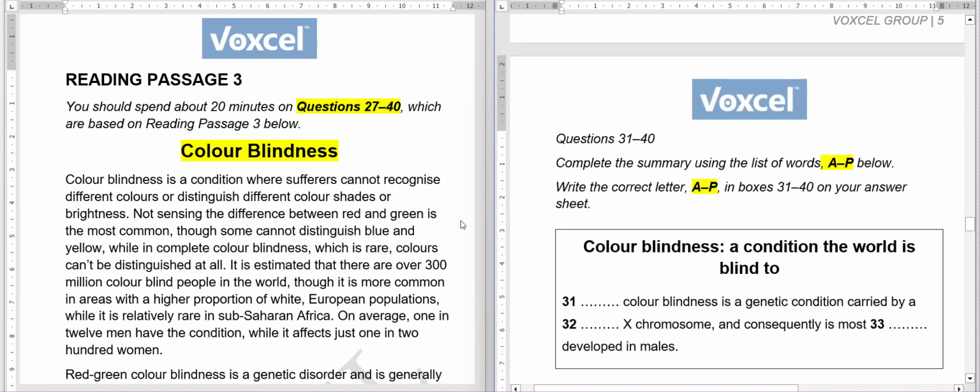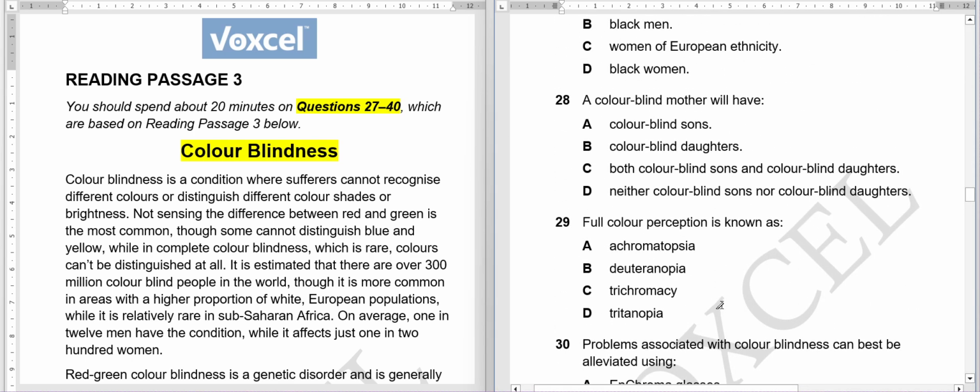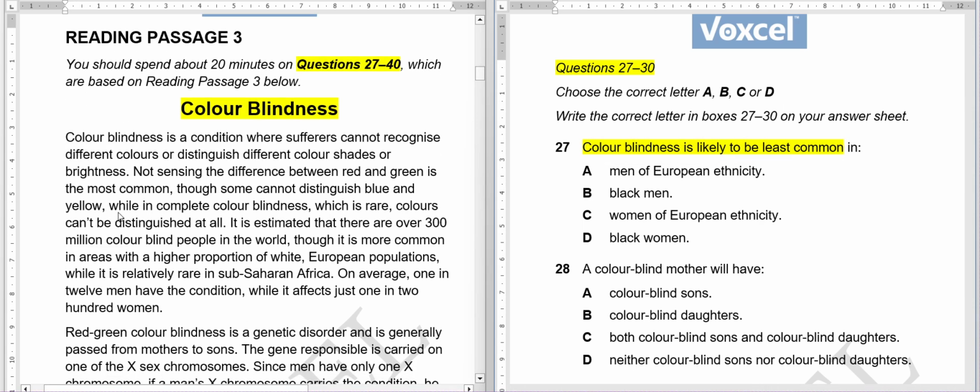Clear? So what we will do is read the first paragraph, then see the questions, what kind of questions are there. Let me read the 27th question and see if I can find the information in the first paragraph. Color blindness is likely to be least common in men. Okay, so we will find this particular information. Color blindness least common in. So where is it least common, in which group of people?